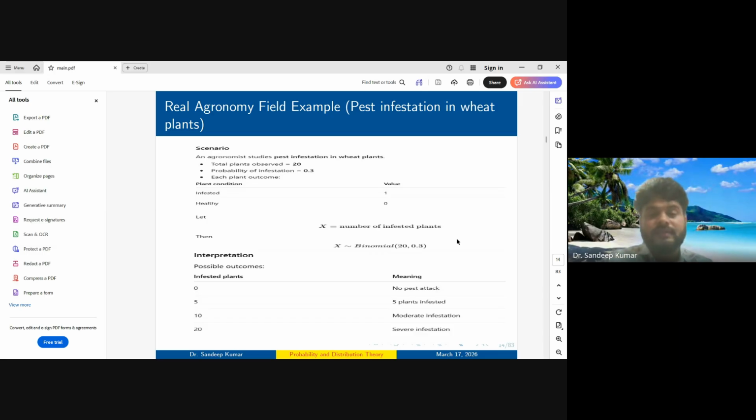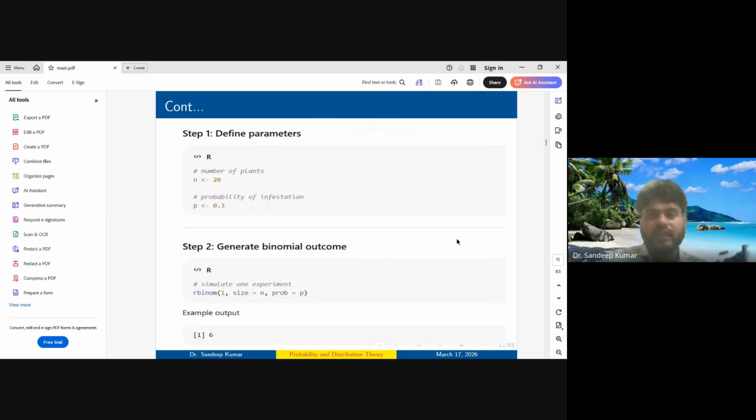Interpretation: possible outcomes of infested plants. If 0, no pest attack. If infested plants are 5, 5 plants are infested. If infested plants are 10, moderate infestation. 20 is a severe infestation. If this type of data has occurred, in this case you can use the binomial distribution for this type of data. Okay. And these slides use the R software for the binomial distribution.